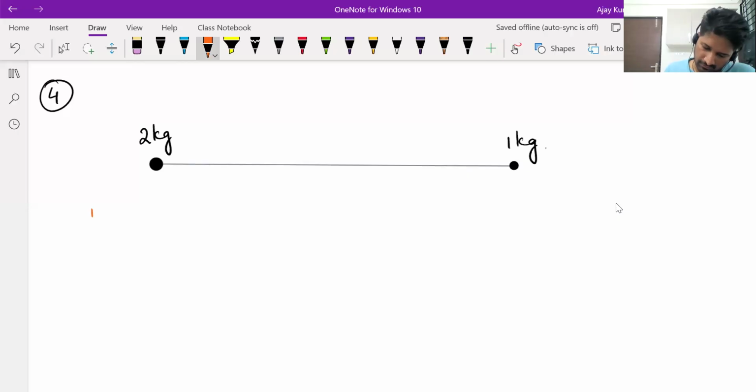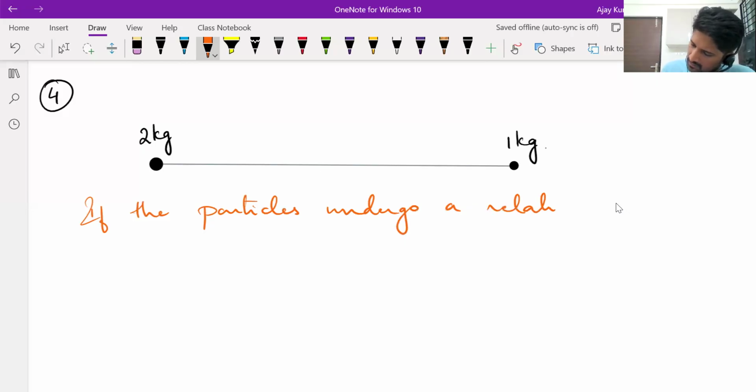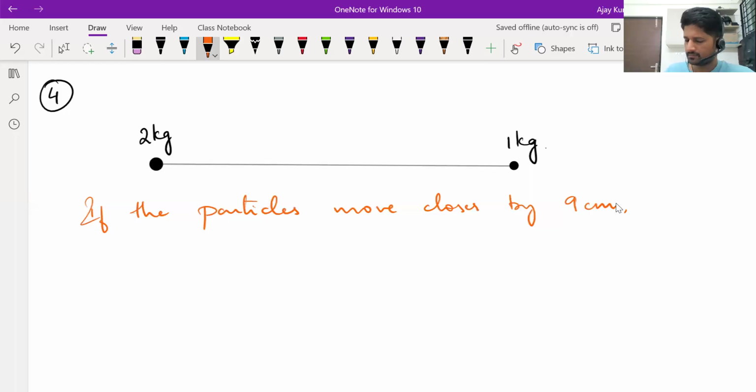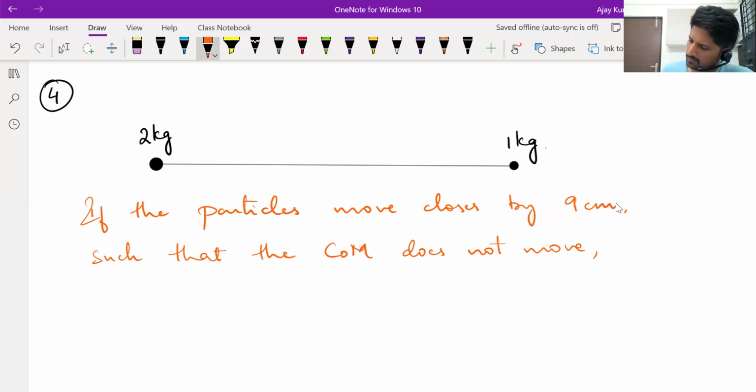Okay. Now, if the particles move closer by, let's say, 9 centimeters, such that the center of mass does not move, calculate the actual distances moved by each particle.